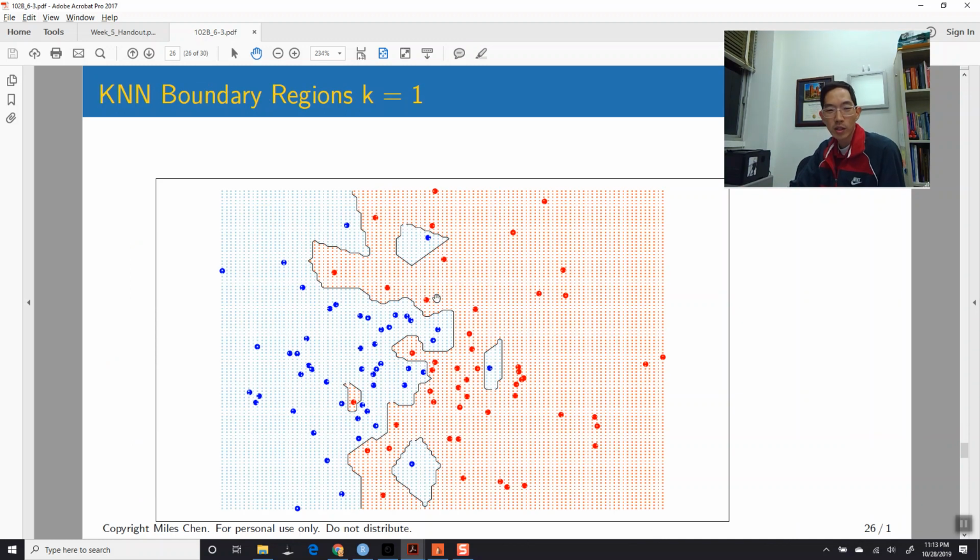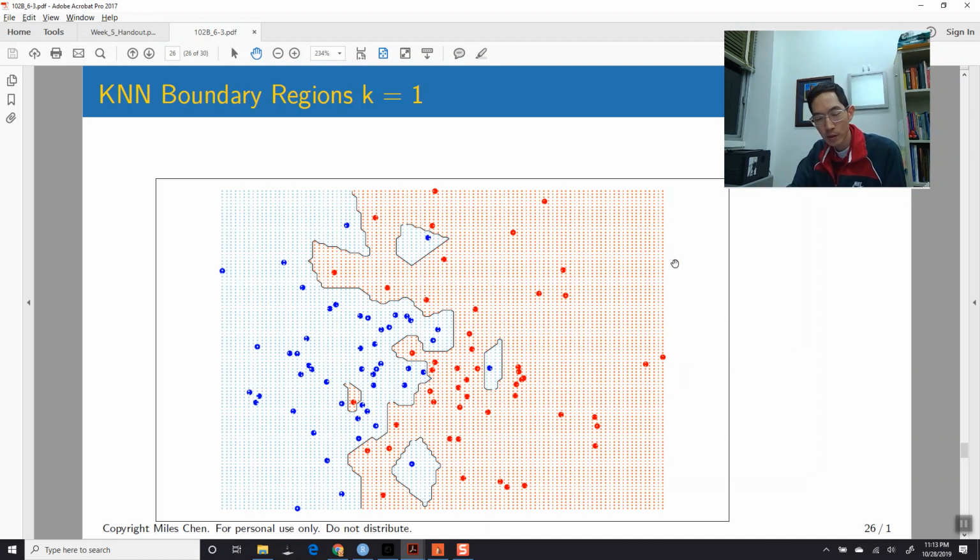K equals 1 gets this really jagged boundary. It even draws these little envelopes around each of these things. As we do increase the K, you'll see the boundary get a little bit smoother. Okay, but smooth isn't exactly the right word.